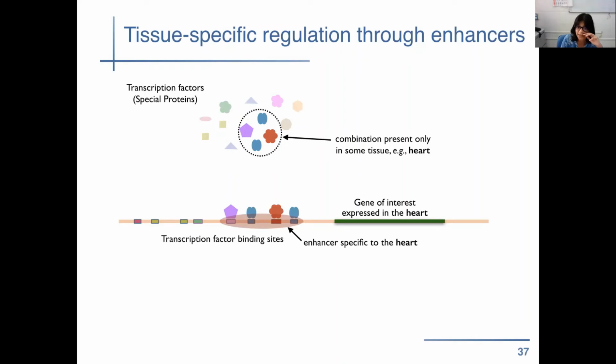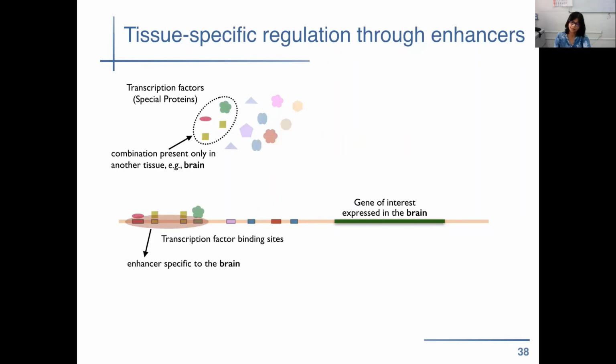And this is an enhancer that seems to be specific to the heart. The reason I say it's specific is maybe this gene needs to be expressed in the brain as well. But in that case, there might be a different set of proteins and a different enhancer that might be active at that point in time. So we and a lot of biologists are interested in identifying all these enhancers and these little boxes that might be critical for expression of genes in different tissues.